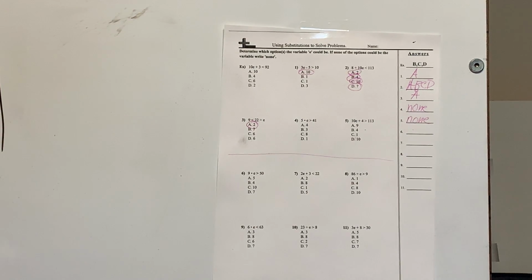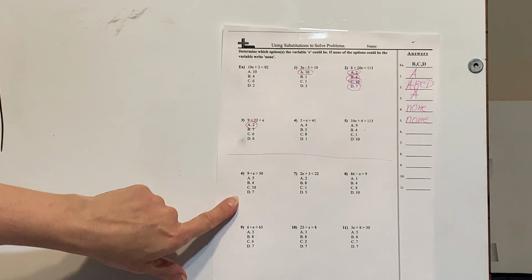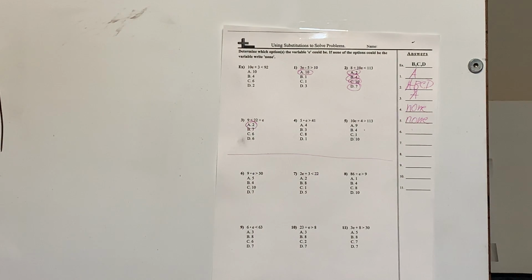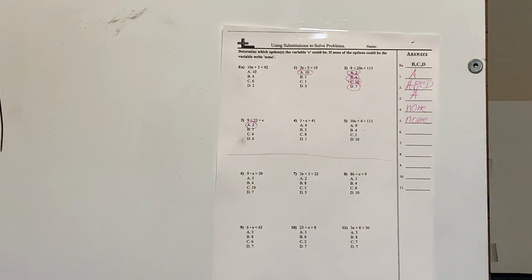Okay, so yesterday we were working on substitutions to solve problems. So we were taking an unknown and substituting some number values to see if it made the number sentence true or not true. All right, so if it made it true, then we would circle it, and then we would add that letter to the side. So we were on number 6. That was the first one you were to do last night.